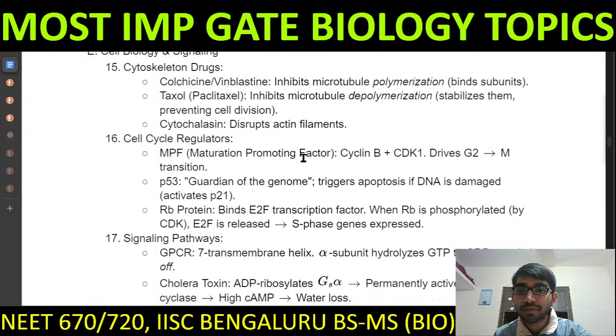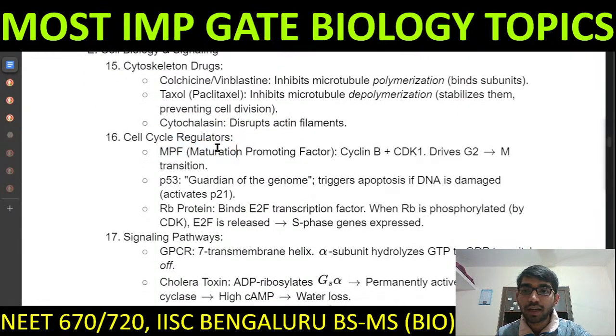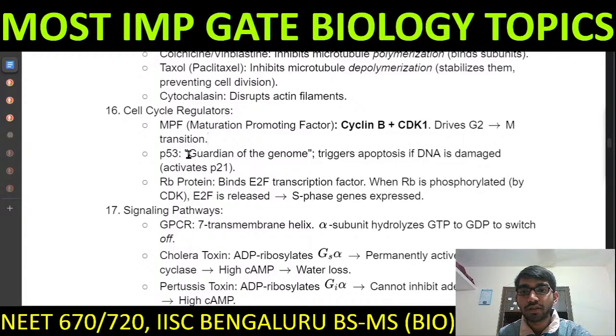Remember this. Cell cycle regulators. MPF, maturation promoting factor, which is cyclin B plus CDK1. This we should remember, very important. What is MPF? It drives the G2 to M phase transition. Then P53, as all of us know, guardian of the genome, triggers apoptosis if DNA is damaged and activates P21. So P53 activates P21. P21 leads to the apoptosis.